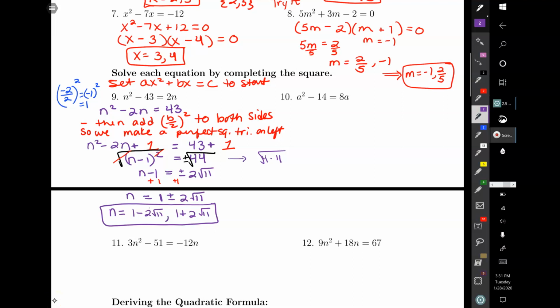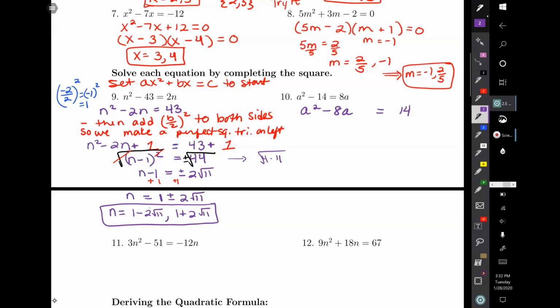So these are kind of tricky, so you might want to pause the video and try it on your own, or just watch again. Number 10, a squared minus 14 equals 8a. So I'm going to rewrite this as a squared minus 8a equals 14. So I'm just kind of rearranging, subtracting the 8a, and adding the 14 on the other side. Actually, I'm going to leave a space right there after the 8a, that way I can fit in what I'm going to add to both sides.